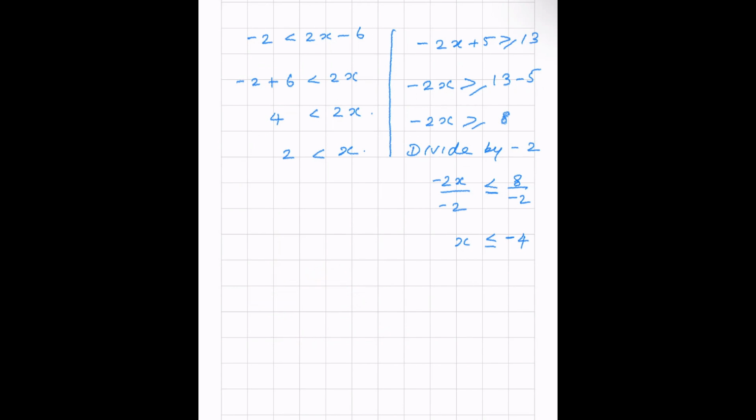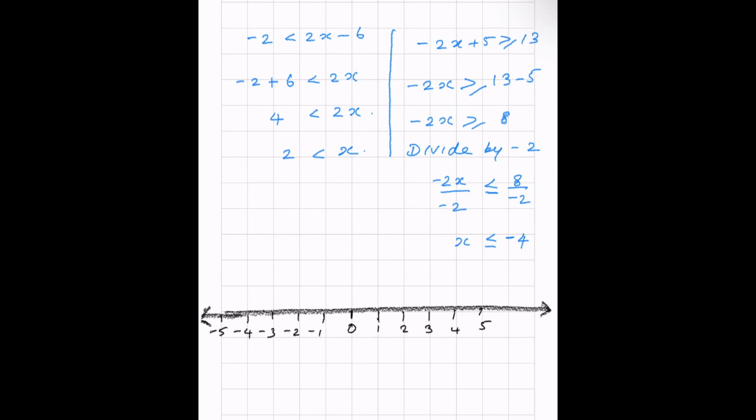Now we have got two solutions, right? One is x is greater than 2. Another one is x is less than or equal to -4. So let's draw a number line. So I have a number line like this. And here comes 0, 1, 2, 3, 4, 5, whatever. Now this is -1, -2, -3, -4, -5.